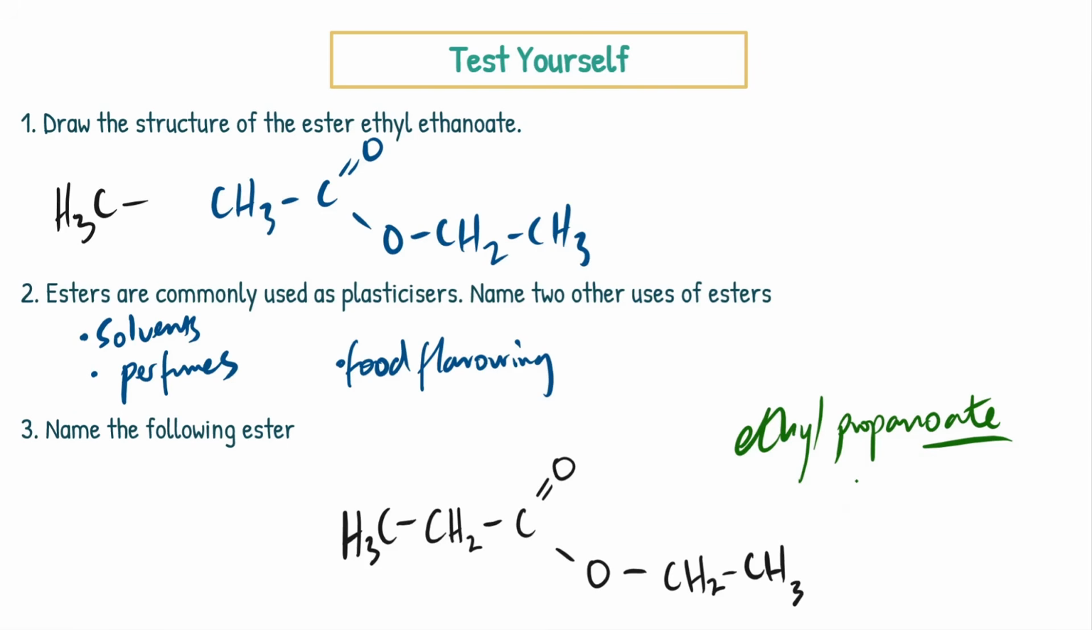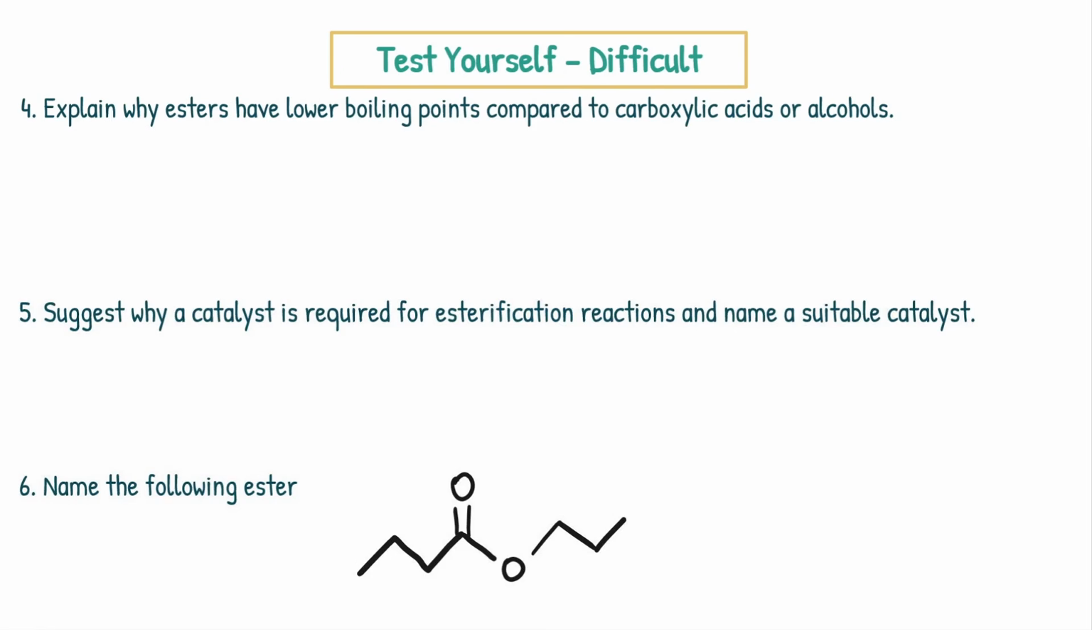Let's move on to some slightly more difficult questions. All right, this one's a bit more difficult. Question 4, explain why esters have lower boiling points compared to carboxylic acids or alcohols. All right, now what is my command word here? Explain. Okay, you're going to see this pop up all the time in your exams. You need to be able to differentiate straight away what the command word is. Okay, so explain here, they're asking for reasoning behind this. So I would write this out in full.